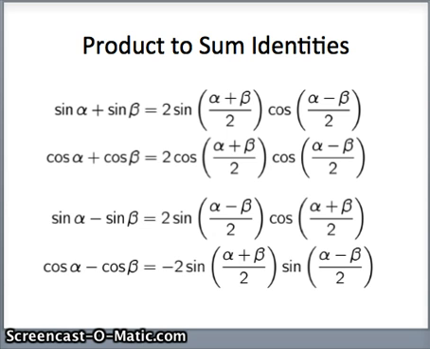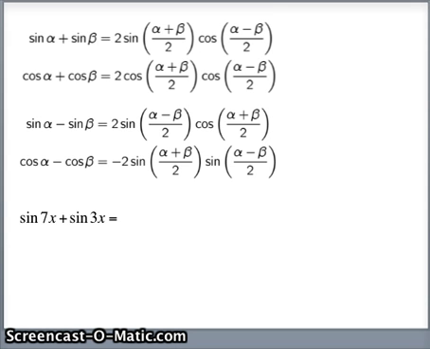We've got a few more identities to work with, and these are pretty complicated, so you just have to practice with them. Recognize whatever you plug in for alpha here becomes alpha over there, whatever you plug in for beta there becomes beta over there. That's our idea. So I want to look at sine of 7x plus sine of 3x, which is going to require me to look at this first example. Alpha is 7x, beta is 3x. That'll be 2 sine((7x plus 3x)/2) cos((7x minus 3x)/2).